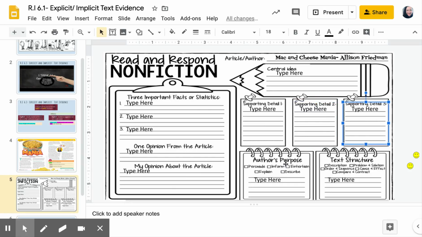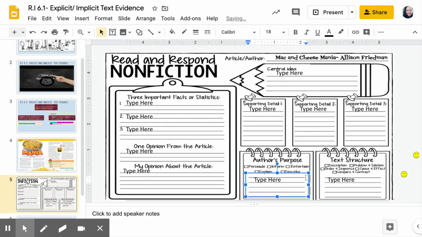Here you're going to talk about the author's purpose. Was the author's purpose to inform, give us information, entertain, to make the story enjoyable, persuade, try to get us to agree with their opinion, explain, talk about what's happening and why it's happening, or describe using description words. And you're going to pick up one of these smiley faces and move it to whatever you believe. And you'll type in why you think so here.